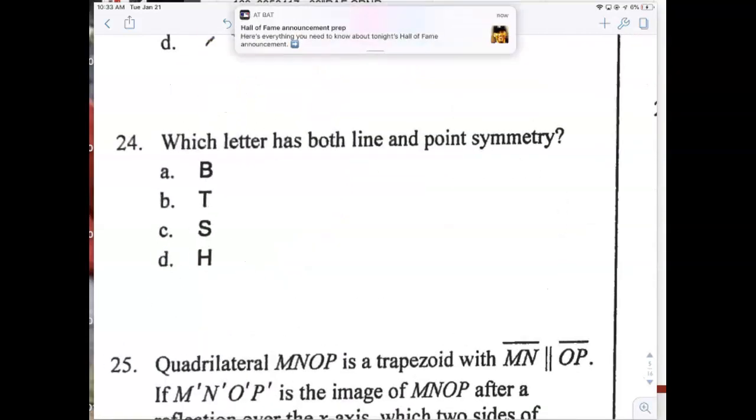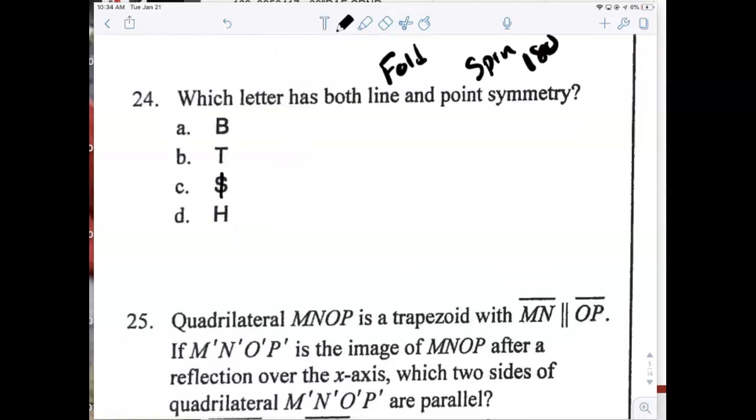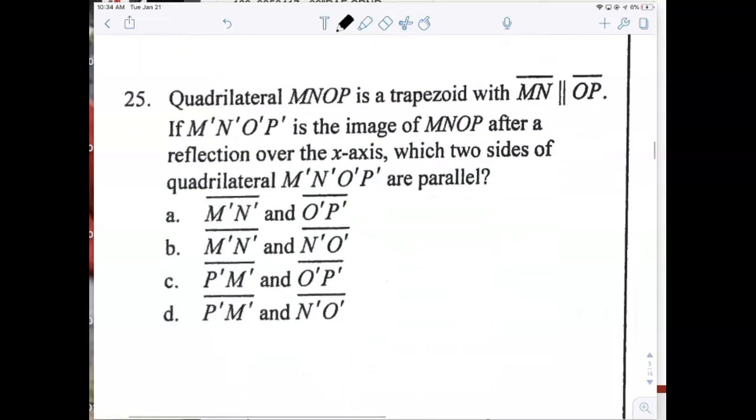Question 24: which letter has both line and point symmetry? Line symmetry is if you can fold it, and point symmetry is if you can spin it 180 degrees and make it look the same. You can fold a B, but you can't spin it; it'll look backwards. You can fold a T, but you can't spin it. You can spin an S, but you can't fold it, as we saw in the question above. But an H can be folded and turned upside down and it looks the same. So H has both line and point symmetry.